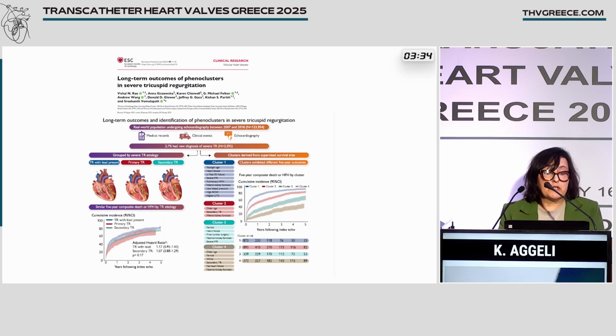The previous slide demonstrated the different phenotypes of tricuspid valve regurgitation, but this slide demonstrates the phenoclusters of patients with severe tricuspid regurgitation, incorporating many other parameters: renal and hepatic function, LV function, and many other laboratory and clinical parameters. And we realized that all of these clusters have similar 5-year composite death and major events.